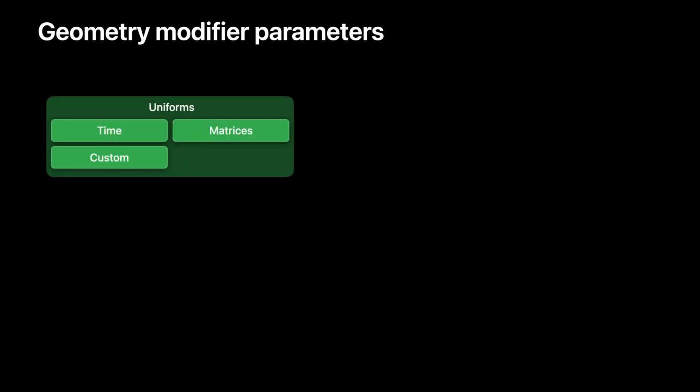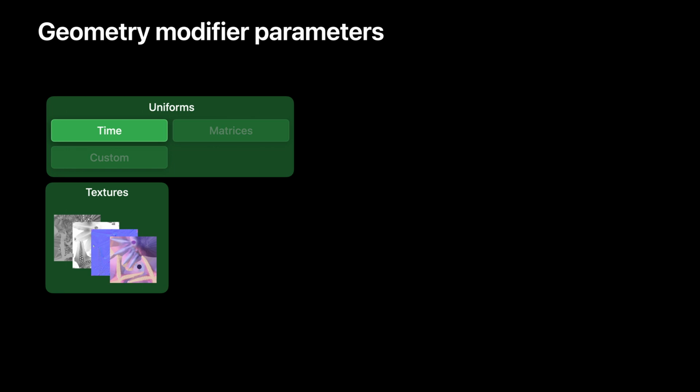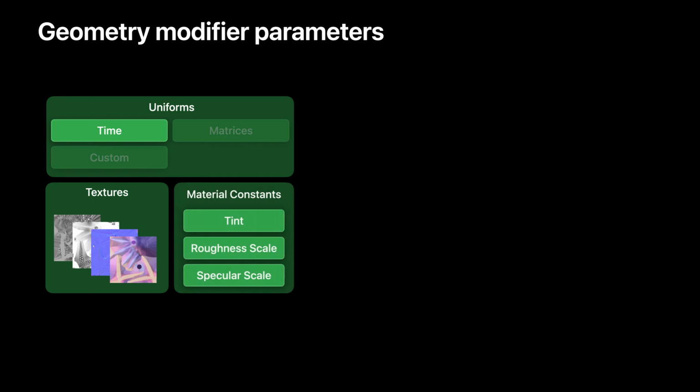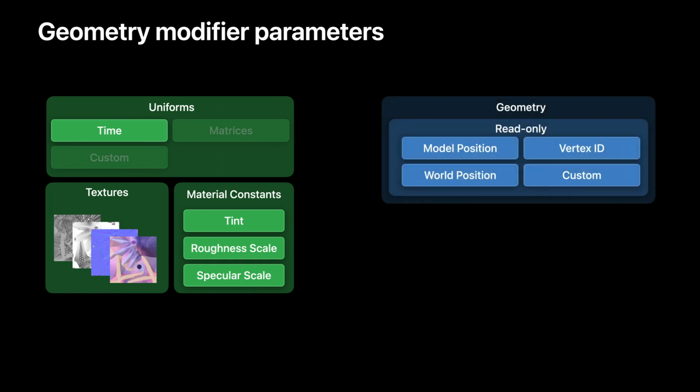Now that we have a plan for our shader, let's take a look at where to find these parameters. Geometry parameters are organized into a few categories. The first is uniforms, values that are the same for every vertex of the object within one frame. We need time for our seaweed. Textures contain all textures authored as part of the model, plus an additional custom slot which you can use as you see fit. Material constants have any parameters, such as tint or opacity scale, authored with the object or set via code. Geometry contains some read-only values, such as the current vertex's model position or vertex ID. We need both model and world positions for our seaweed movement.